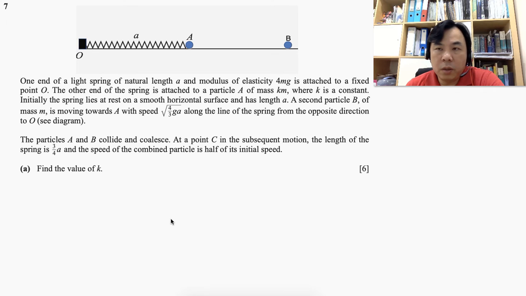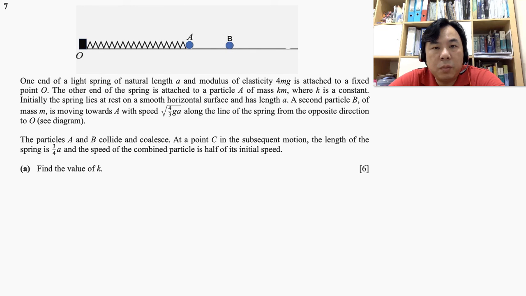At a point C in the subsequent motion, the length of the spring is 3/4 a, which means it has compressed 1/4 of the original length, and the speed of the combined particle is half of its initial speed. Okay, now let me show you how it looks. Let's visualize the mechanics first.